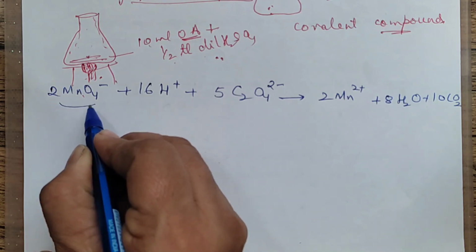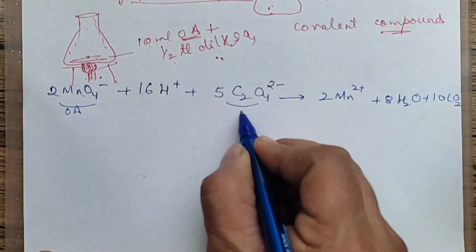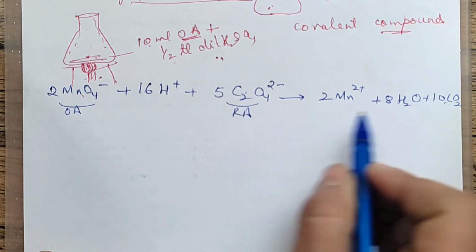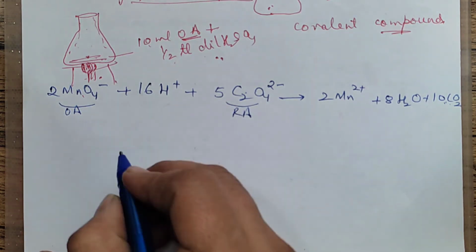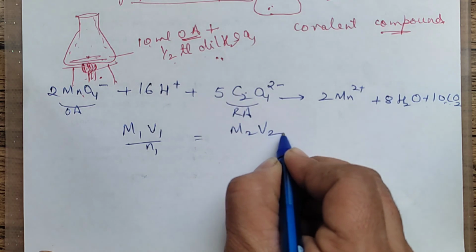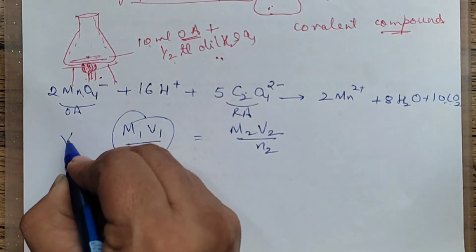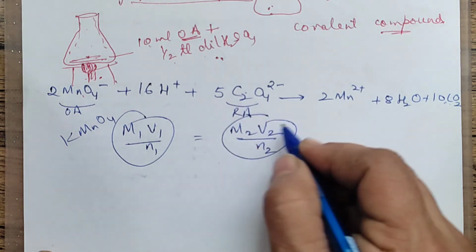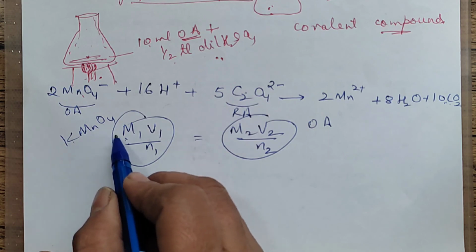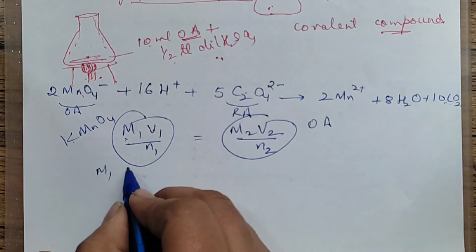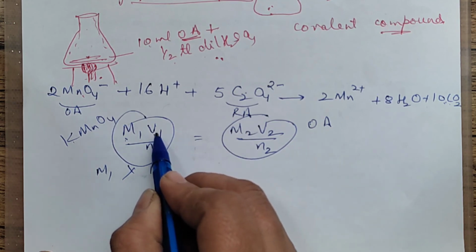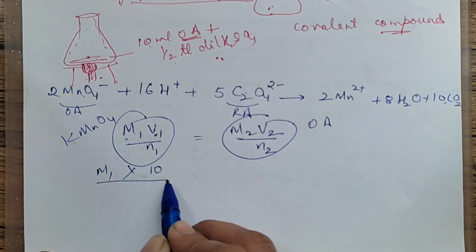In this again, KMnO4 is acting as an oxidizing agent. Oxalic acid is acting as a reducing agent. It is itself undergoing oxidation to carbon dioxide and KMnO4 is undergoing reduction, and this is how you will calculate it. Using the same formula, M1V1 by N1 is equal to M2V2 by N2. Let one set be for KMnO4 and the other set be for oxalic acid. KMnO4's molarity we have to calculate, so that is M1 multiplied by the volume. Let this also be 10. This is the constant burette reading which you get, because KMnO4 is taken in the burette.